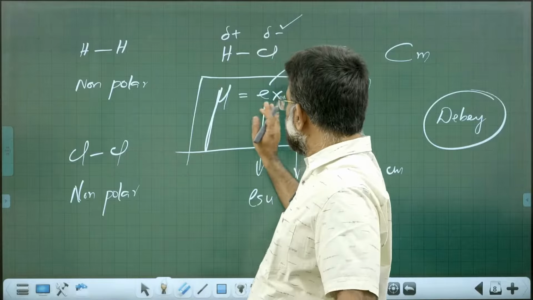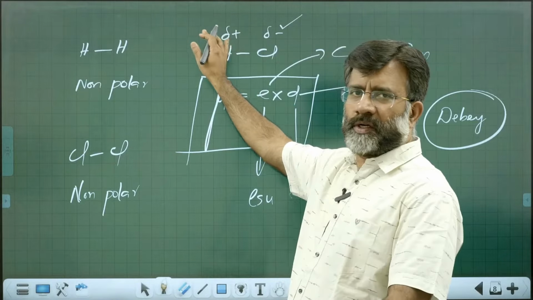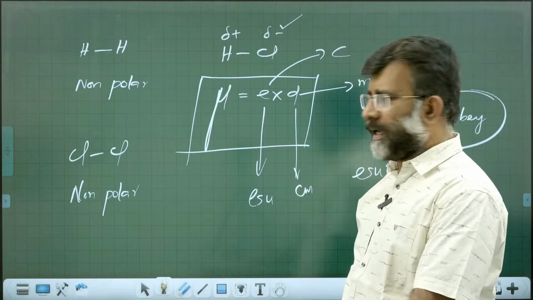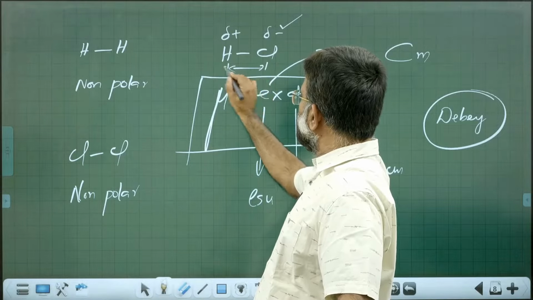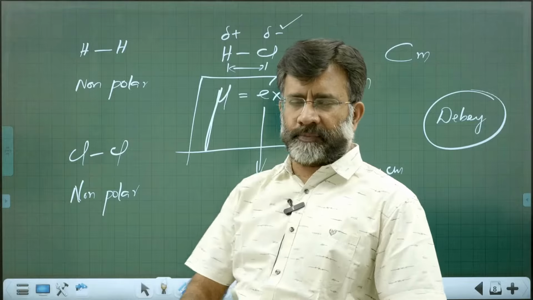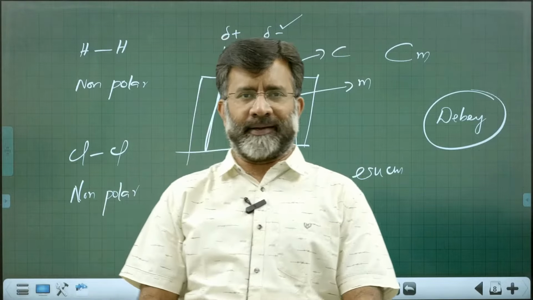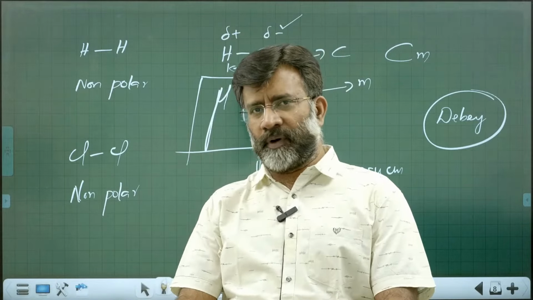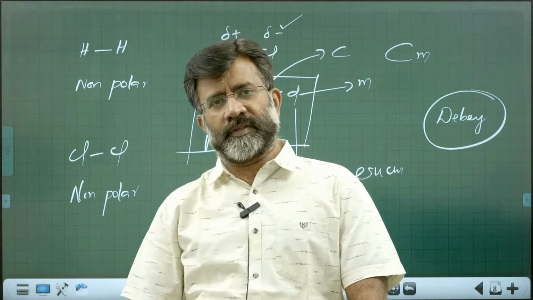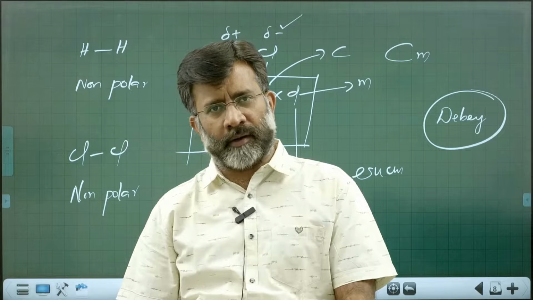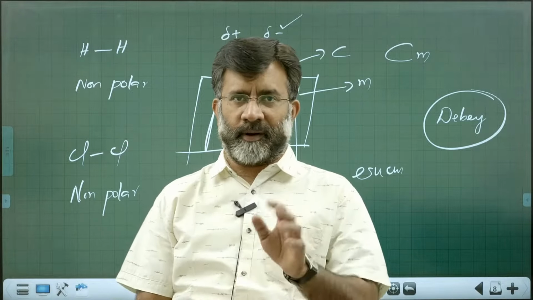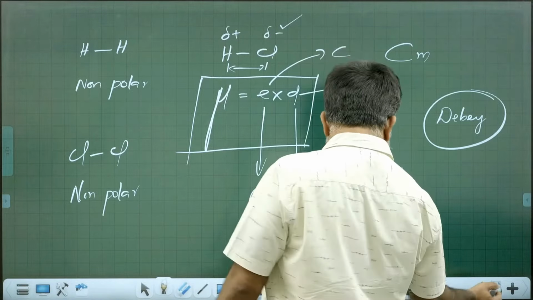Here e is the partial charge separation across the atoms, and d is the bond length, the distance between the atoms. That gives you polarity in terms of dipole moment. Not necessarily does a molecule having a polar bond have a dipole moment. Not like that. Many times it may get cancelled also.